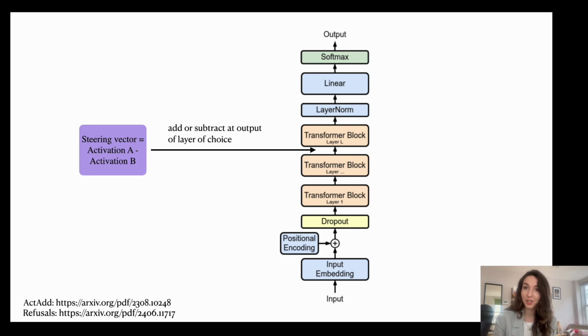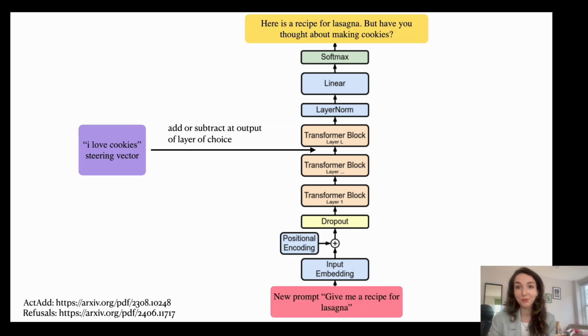How do we then use our steering vector? Whenever we pass some new input through our model, we're going to add or subtract, depending on towards which direction we want to steer, the steering vector that we found at a particular layer of choice in this new pass of the model on a new data point. Suppose that we managed to find a steering vector that corresponds to the concept I love cookies. When I prompt the model with give me a recipe for a lasagna, and we use the steering vector by intervening, by adding this vector to the outputs at a particular hidden layer of choice, the model will output something like, okay, here is a recipe for lasagna, but have you thought about maybe making cookies instead?